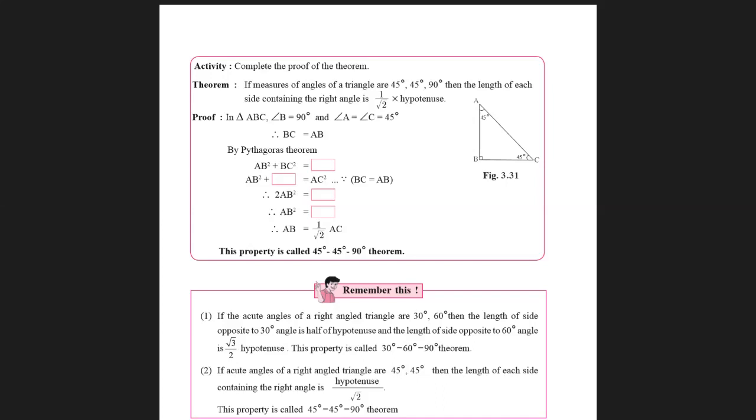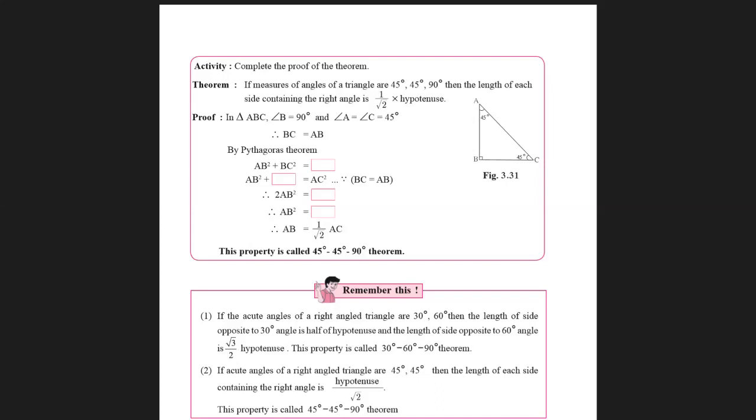So in the second box, you will write AB square. Now what is AB square plus AB square? 2AB square. That is equal to, in the third box, write AC square. So 2AB square equal to AC square. AB square is equal to, in the fourth box, write AC square by 2. AB square is equal to AC square by 2. Therefore, what is AB? Taking the square roots, you get 1 by root 2 AC. So you have AB equal to 1 by root 2 AC.